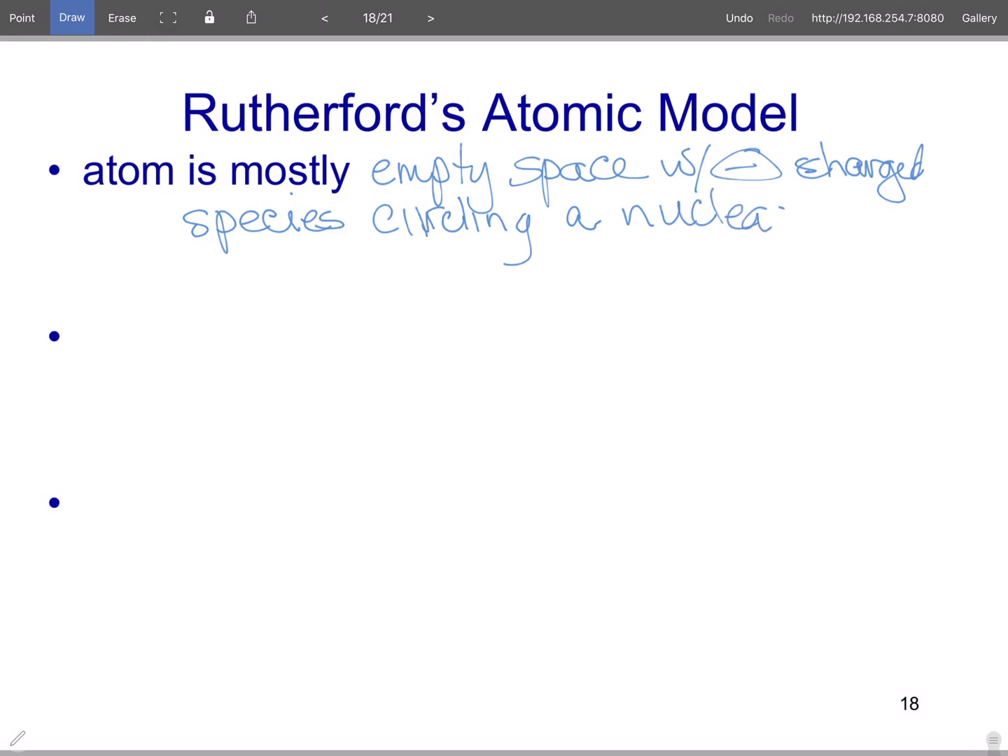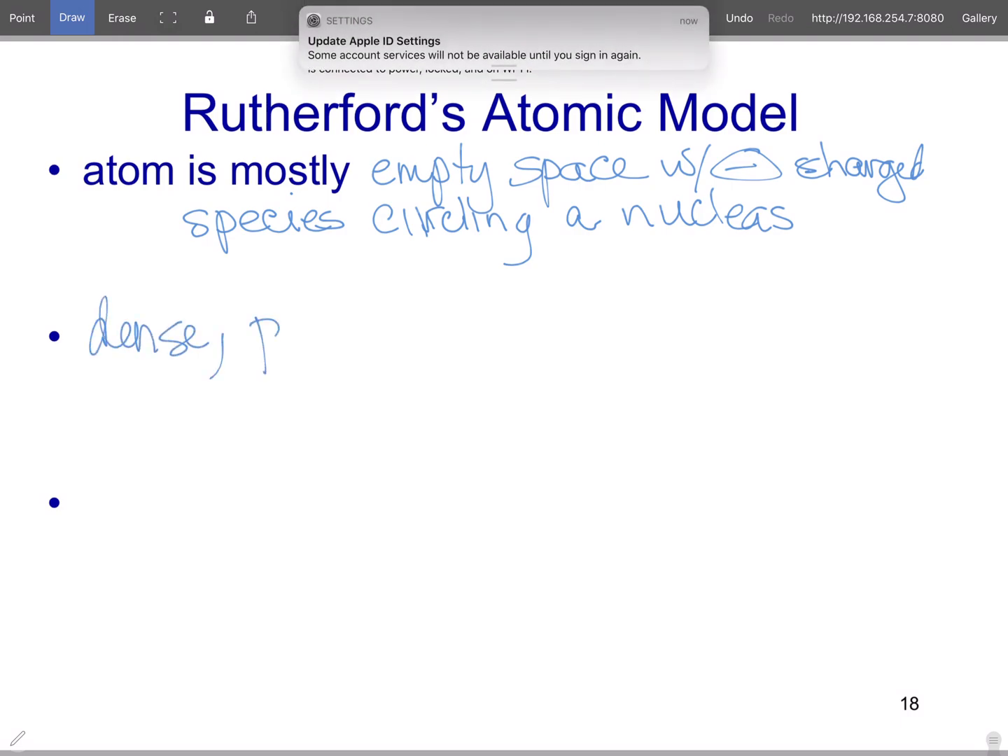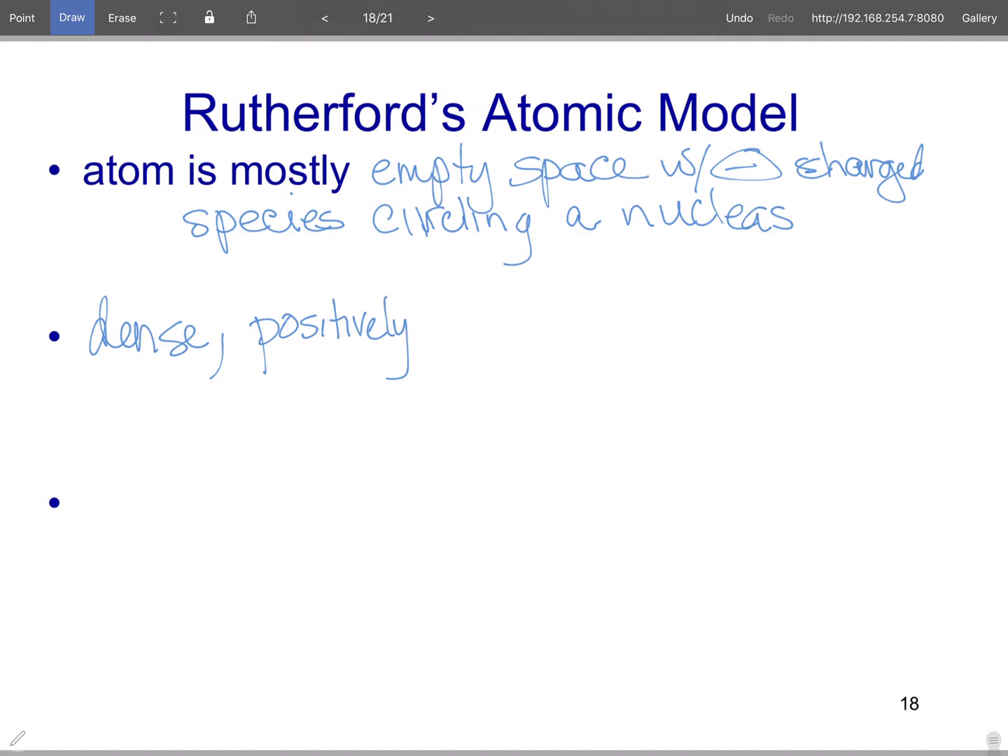So the nucleus is a new idea. So what's a nucleus? It has a dense, positively charged center, and it has to be positively charged because the alpha particle was positively charged. So in order to get the best impact, it has to be a positively charged central body that he's going to call the nucleus. So this is the nucleus.